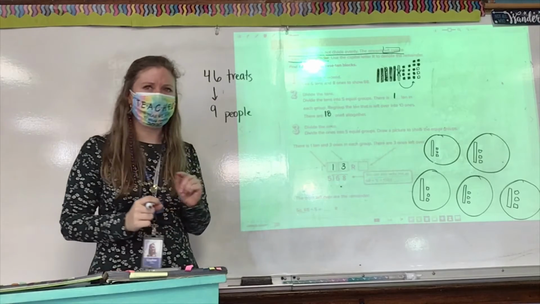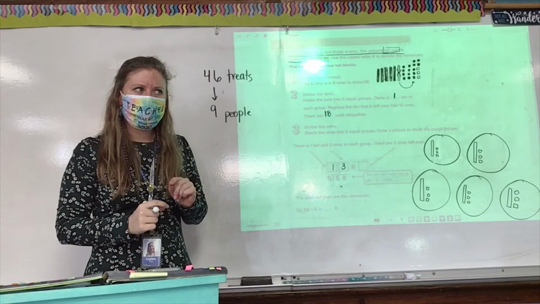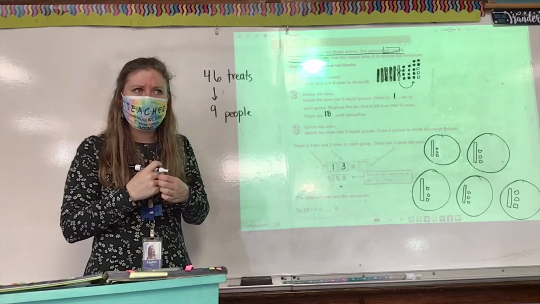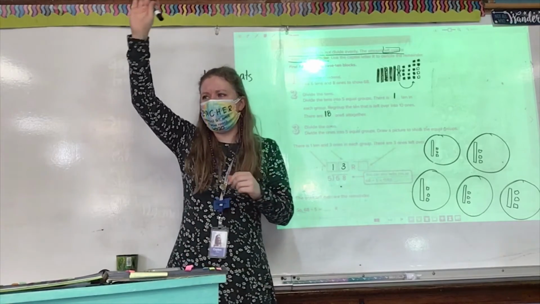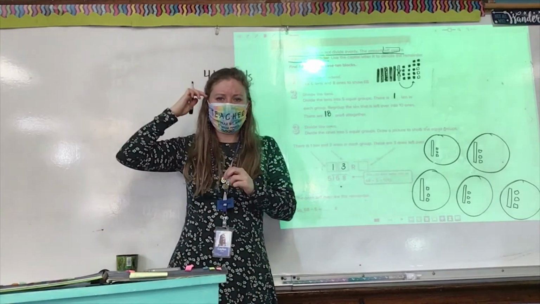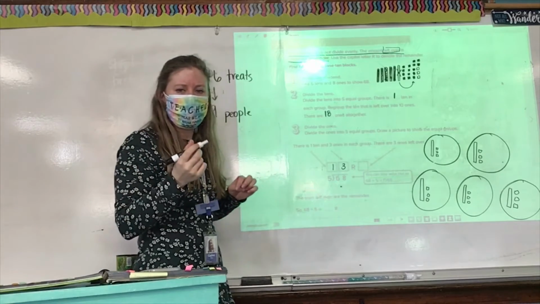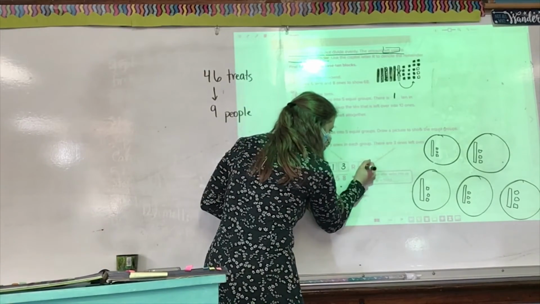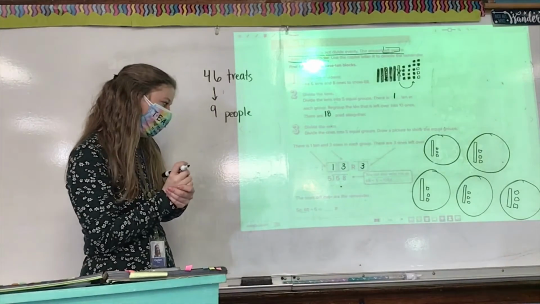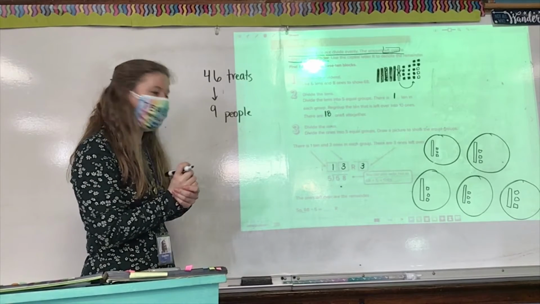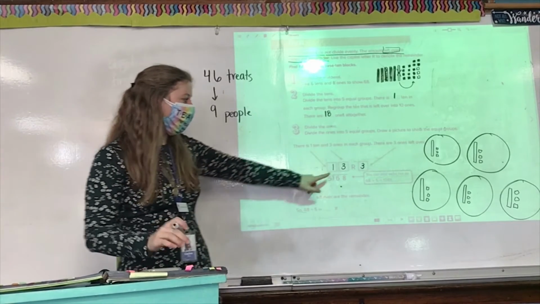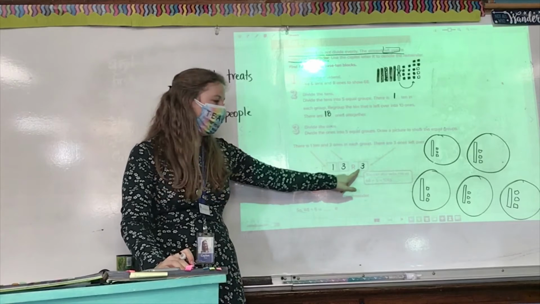I had leftovers. We know that's called the remainder. How many ones did I have left over? Zari? 3. So my remainder is 3. So how we would say that is the quotient is 13, remainder 3.